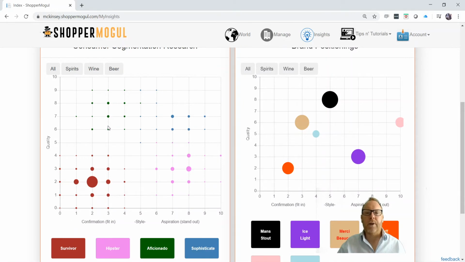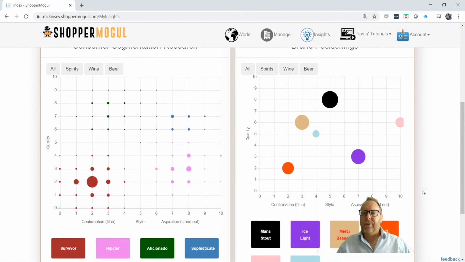The fact that there are no purchases going on right up in the top right-hand corner may be because there are no consumers there. There are no consumers that require that, but it could also be that there are consumers there, they're just not buying anything because there's no products available that meet their requirements. Over on the right-hand side, what we see is the positioning of the different brands in the market.